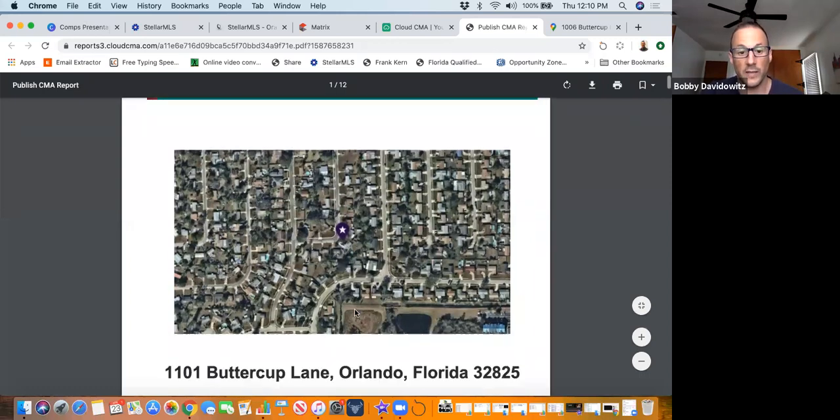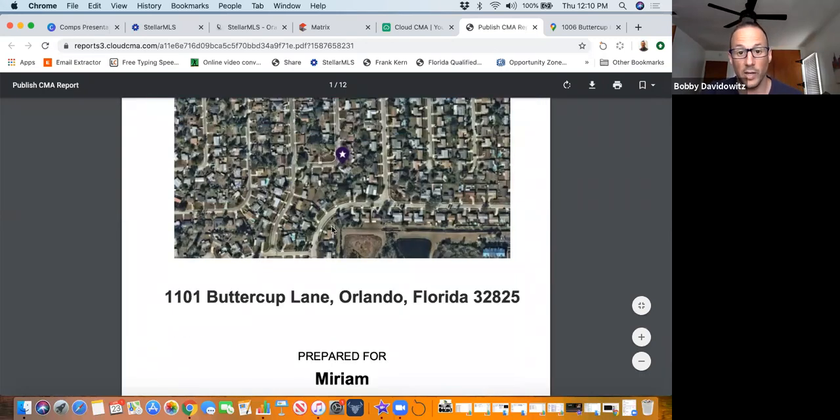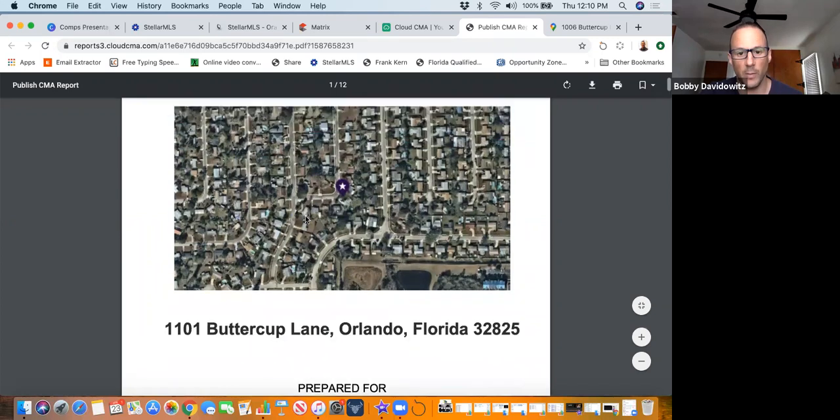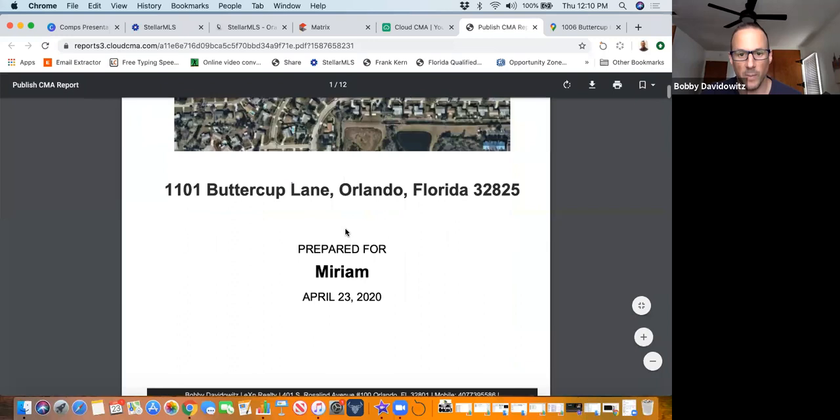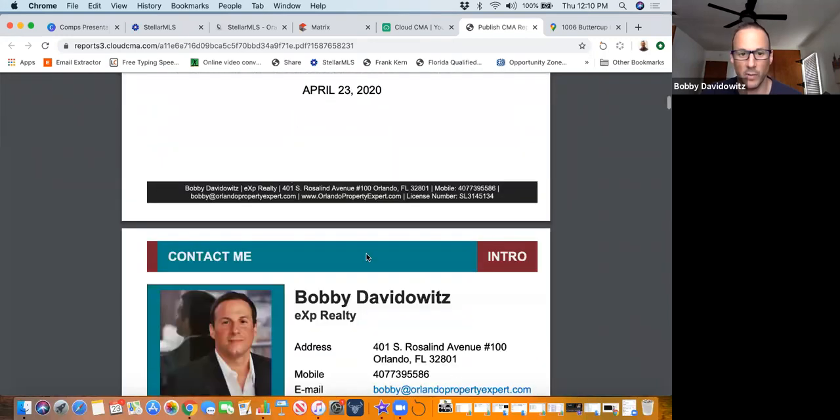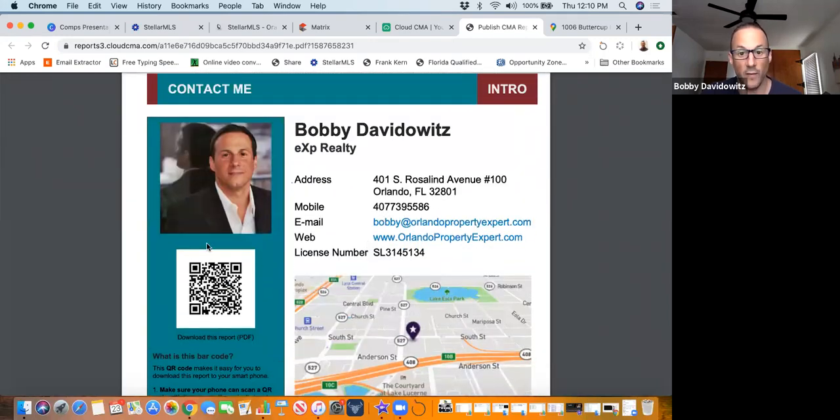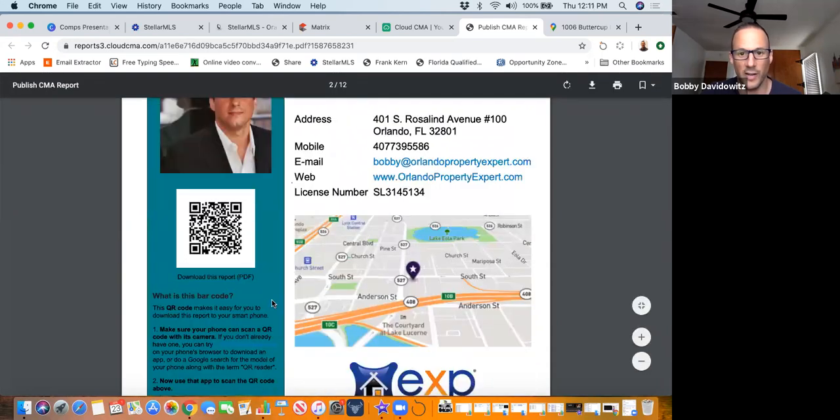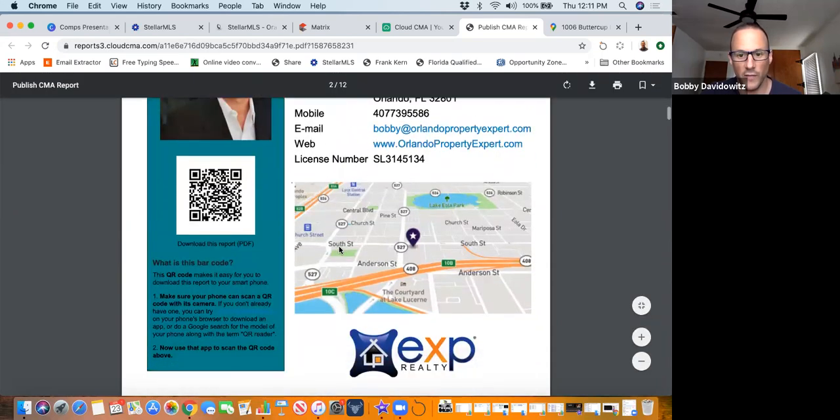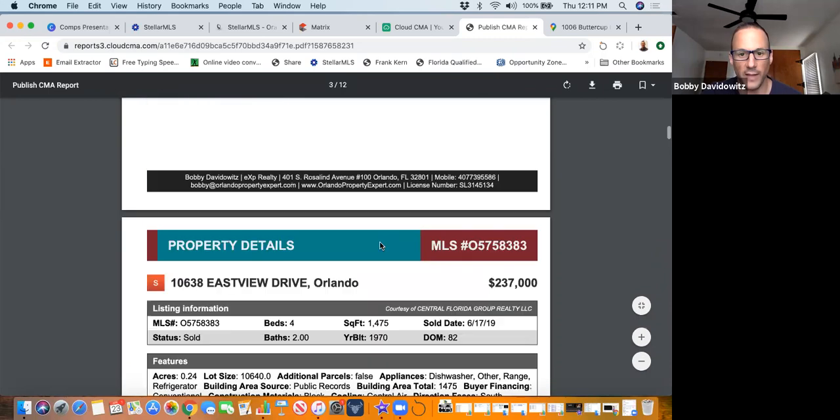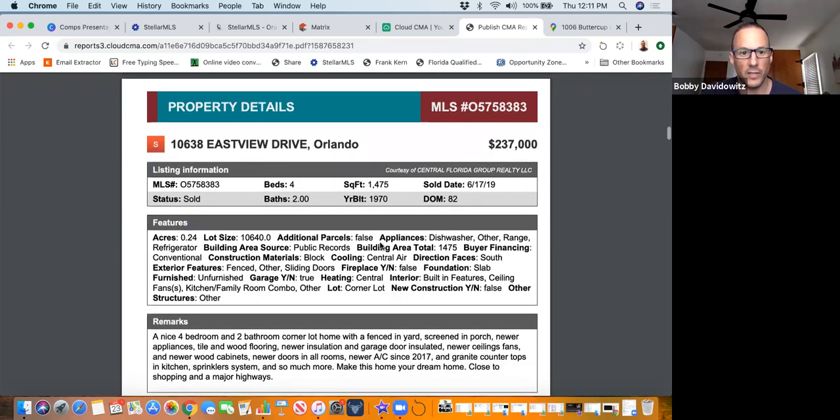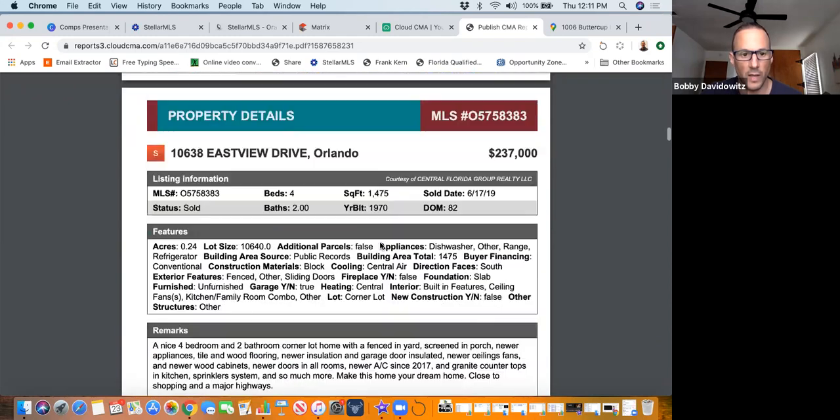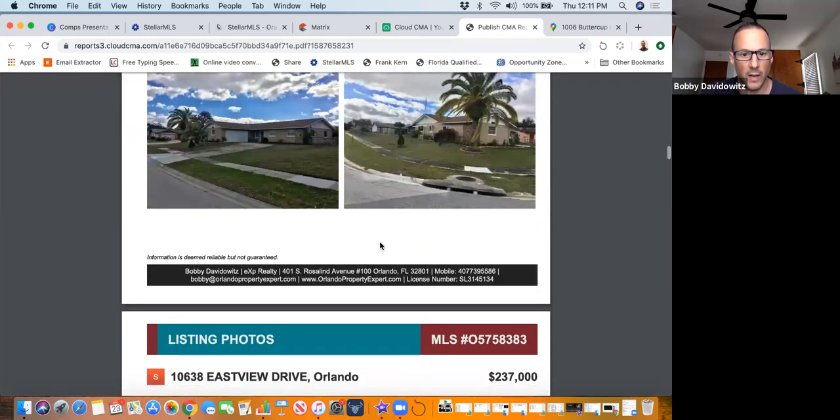If you put in a custom photo, you can put the photo of their home here, but if not, it'll pull something like this and show you where their home is. It'll have the address prepared for whoever the seller is, so it's nice and personalized. You can have your information sheet really nice in the front here with your logo, all that good stuff. And then the property details. These are all the properties that we're using.